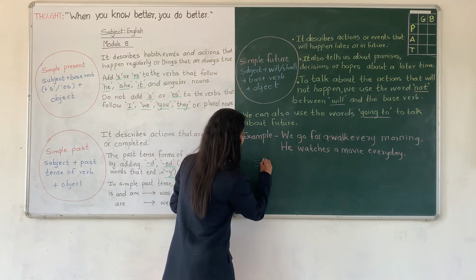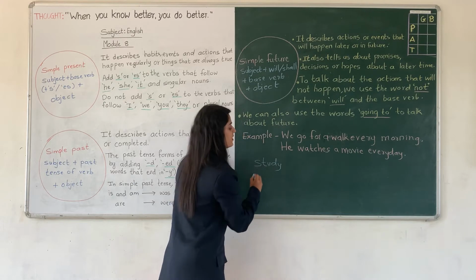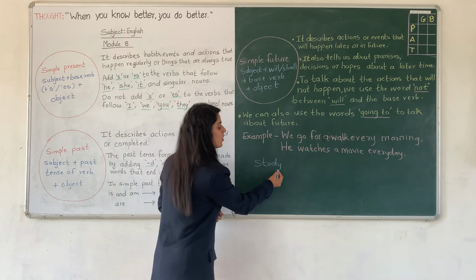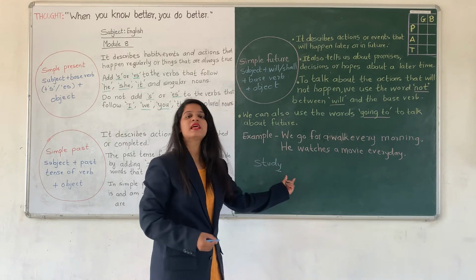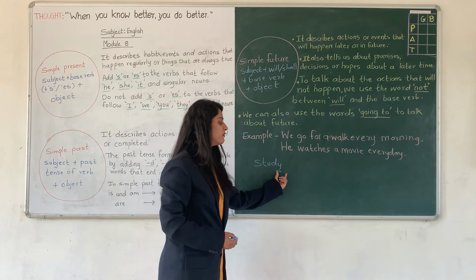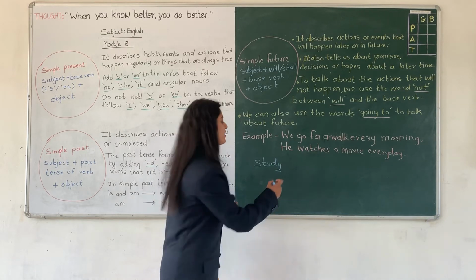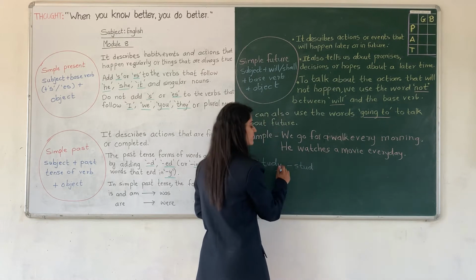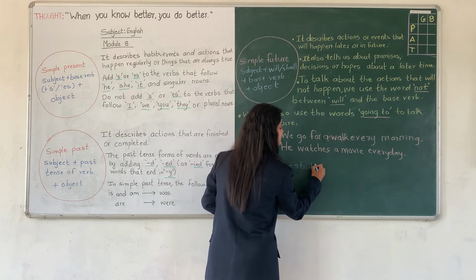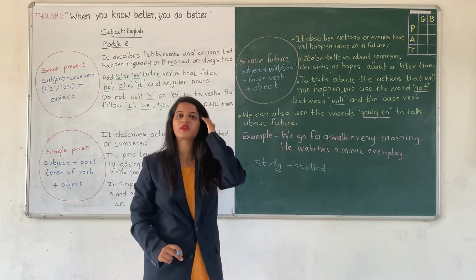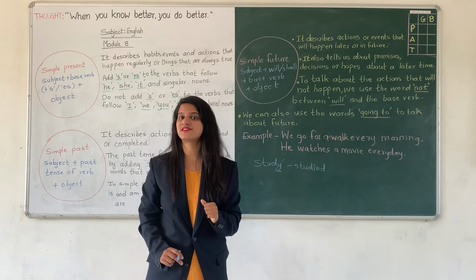Suppose I write study. Now over here, for study, y is at the end. Okay, letter y is at the end. So it will be replaced with ied when we have to do its past tense. So study will become, we have to skip this y now. Instead of that we have to write ied. So study will become studied. Okay, but not in all the cases, right?